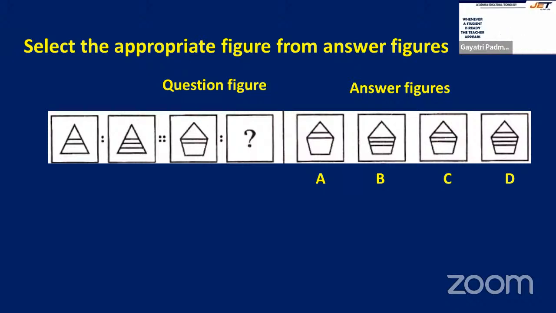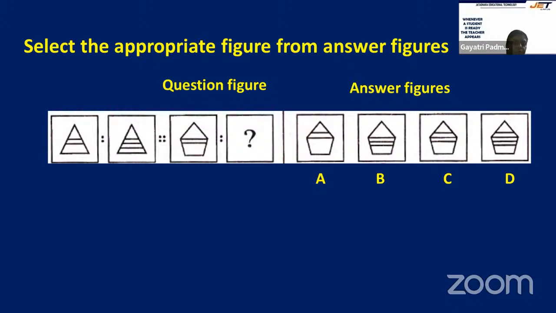Select the appropriate figure from answer figure. Your question figure is here and your answer figure. What could be your answer figure? I can give you a clue. In the first figure, in the triangle, 2 parallel lines are there. And in the second one more line is added. Similarly, in your question mark, 2 lines are there. You need to add 1 more. And where should you add? You should add down. Right?